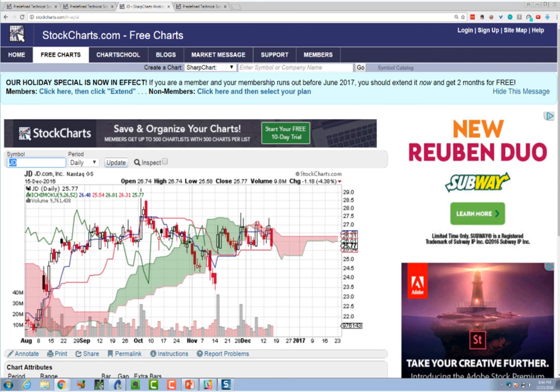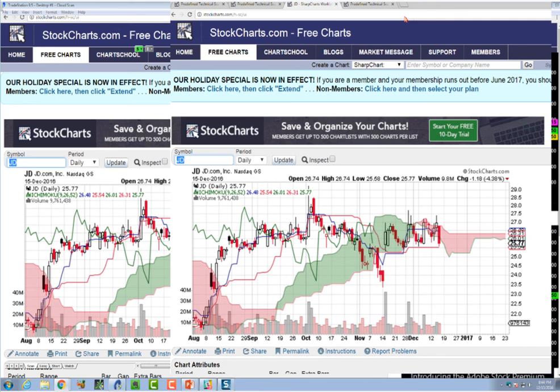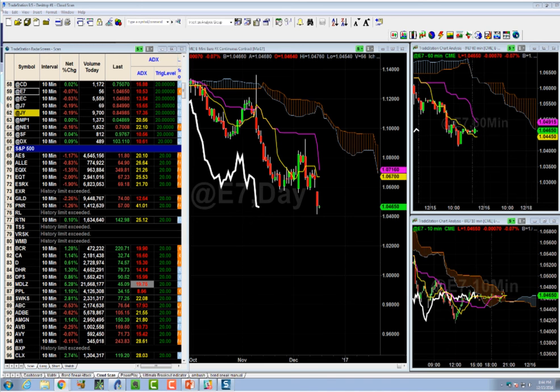But does it make sense how I'm doing this? Use a systematic approach to finding new stuff that either broke above the cloud or below the cloud. That's how you do it there on that piece of software. You can also do this same type of stuff on Ninja, Sierra Charts. You can do it on Thinkorswim, TOS, TD Ameritrade, all those guys' stuff, all right?